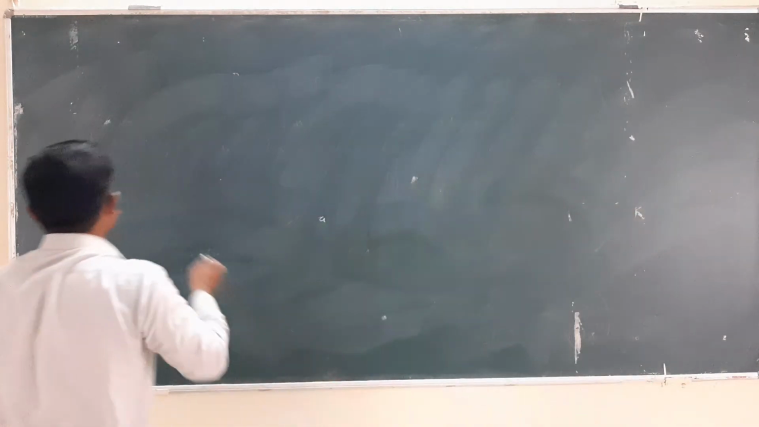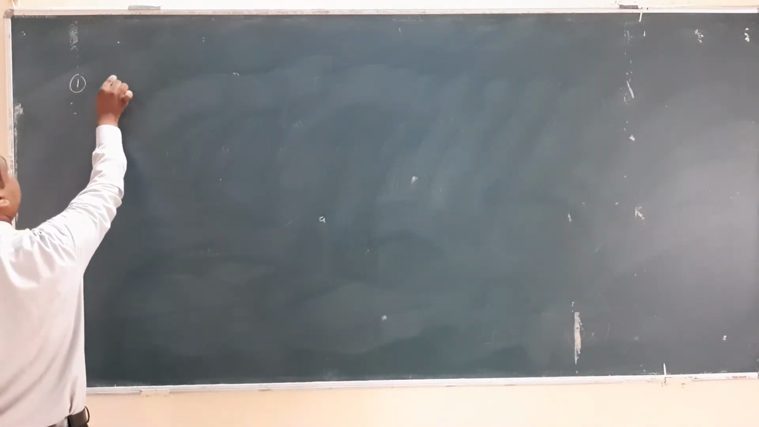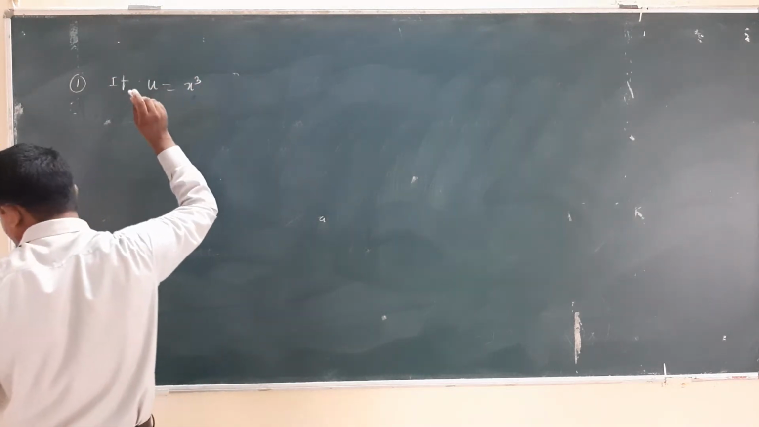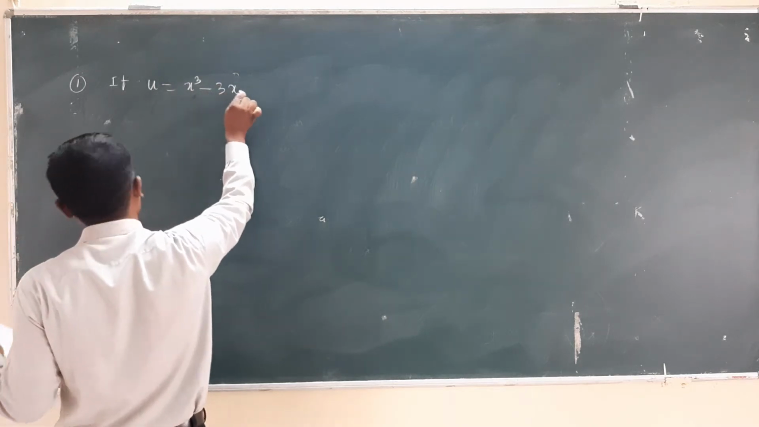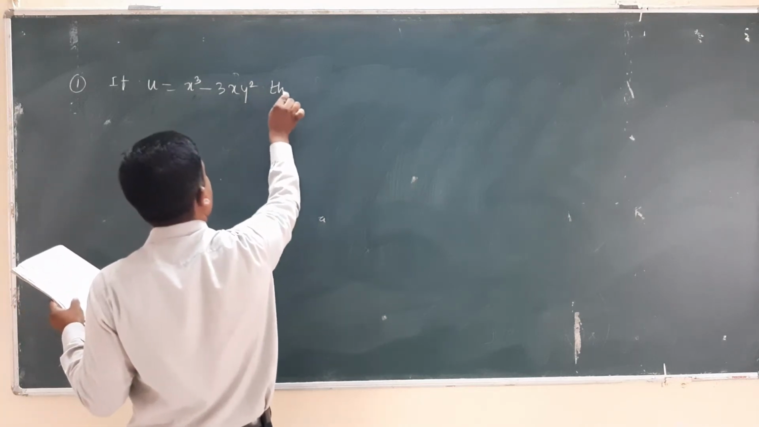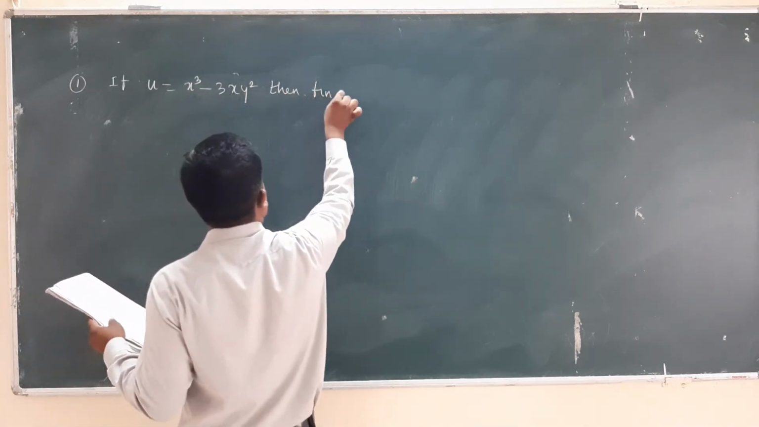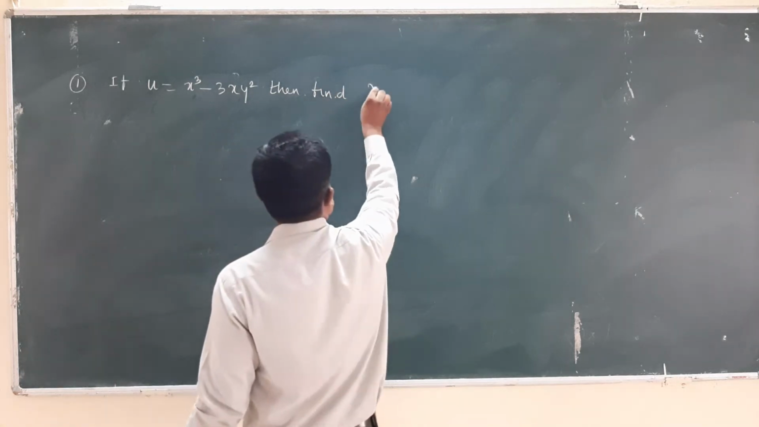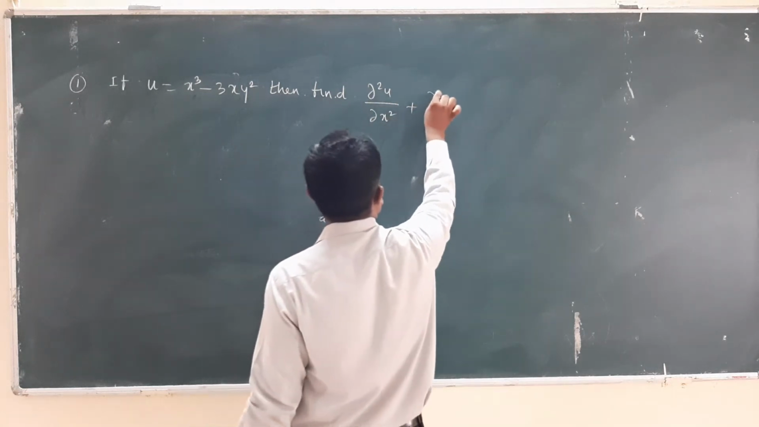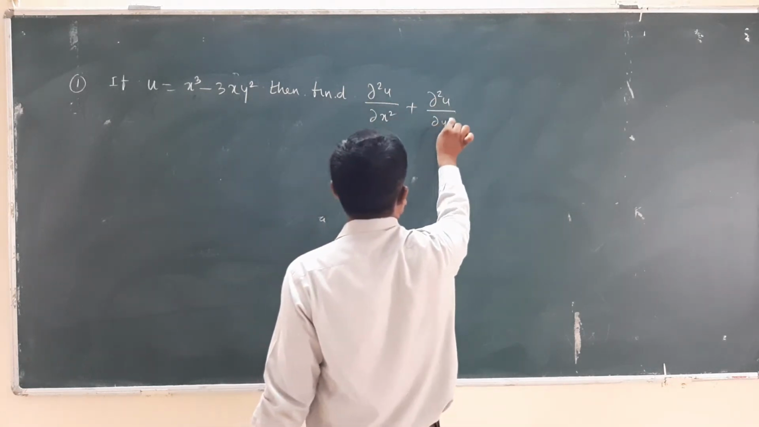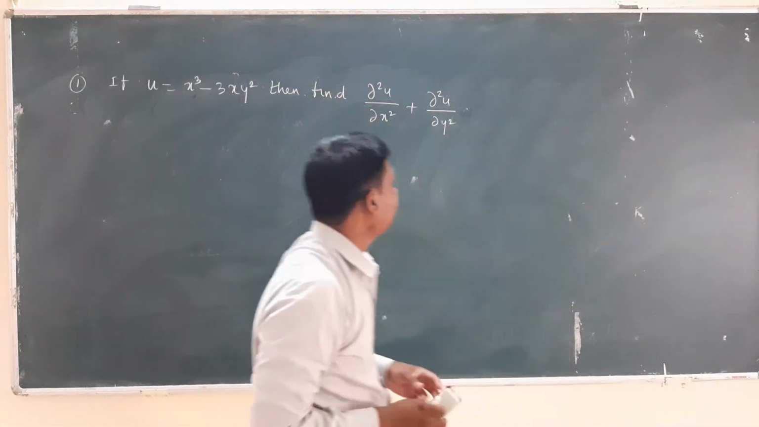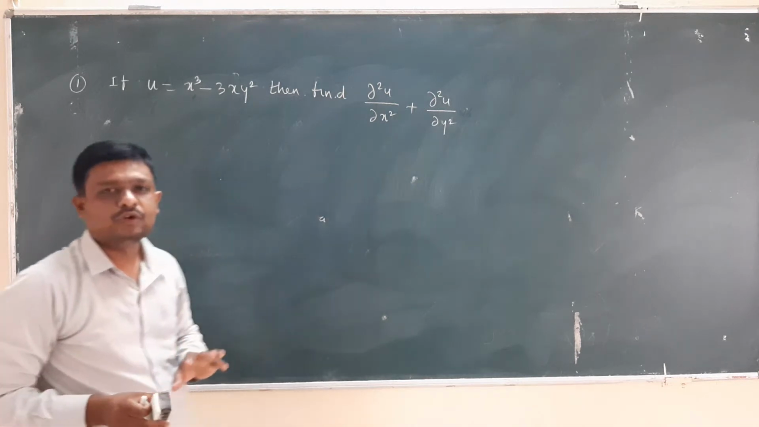So let us take an example. If u is equal to x cube minus 3x y square, then find dou square u upon dou x square plus dou square u upon dou y square. So the question is like this: we have to find dou square u upon dou x square and dou square u upon dou y square.